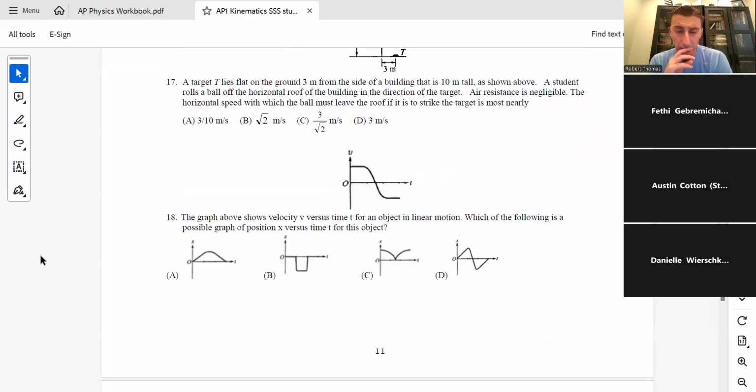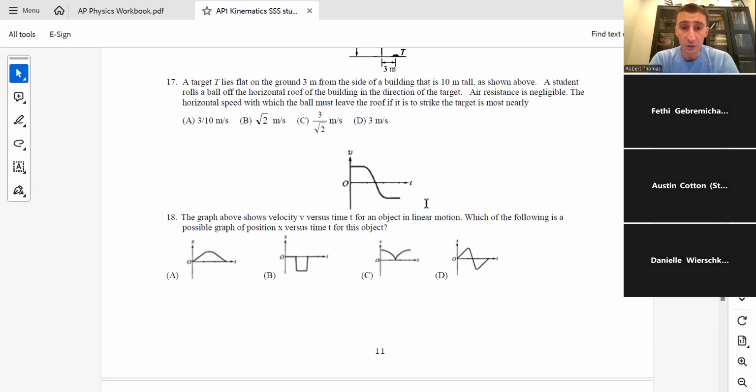This one, are you guys good on this one? Can you do that one too? Yeah. 18. So again, first thing I need to look at is what type of graph it is, velocity versus time, and then think about what graph I'm going to, displacement versus time. So that's going to shift your thought process, okay?